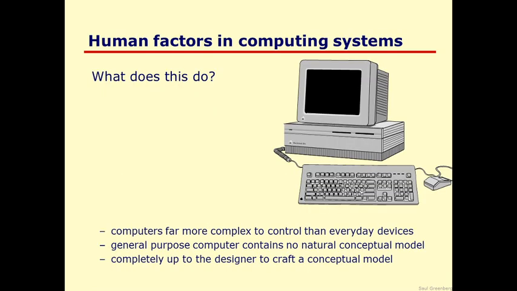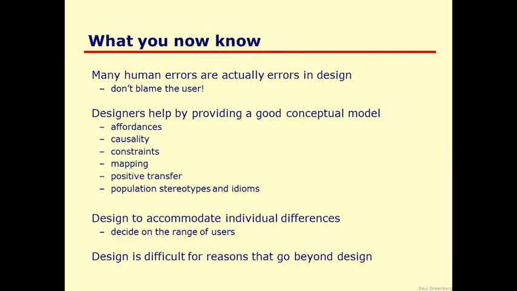Human factors in computing systems: what does this do? Computers are far more complex to control than everyday devices, definitely. General purpose use of a computer contains no natural conceptual model. You just look at this machine and it can do a lot of things, but you should know how to get it done. So it is completely up to the designer to craft a conceptual model.